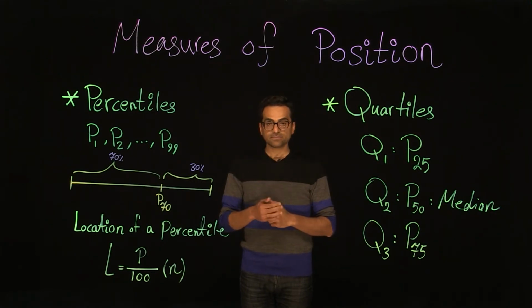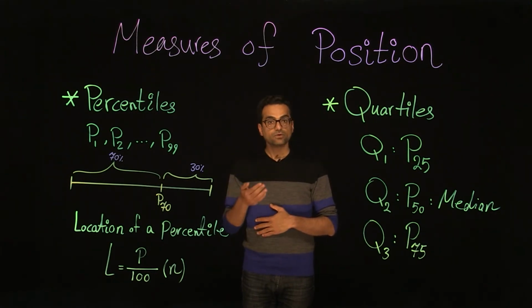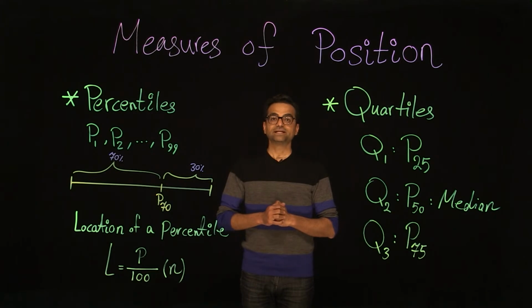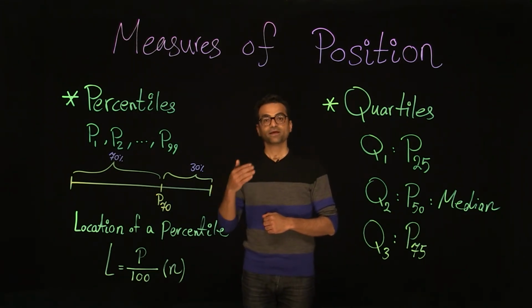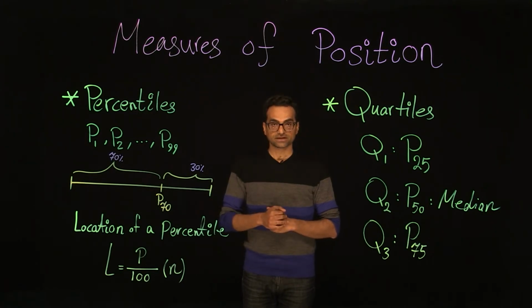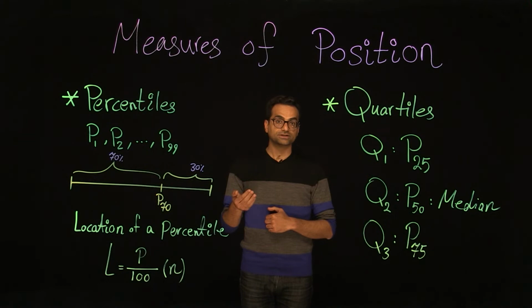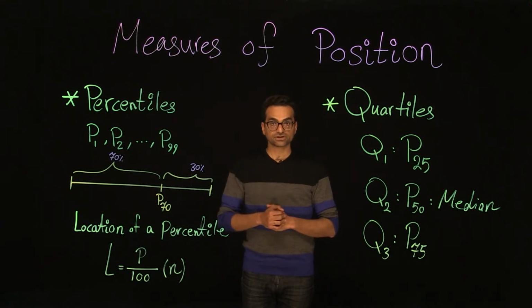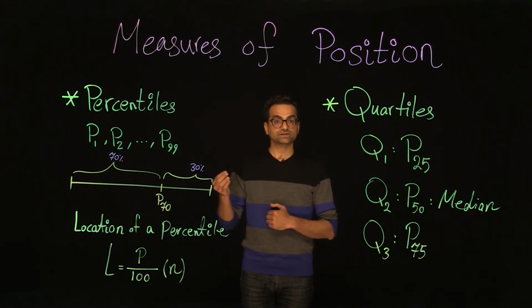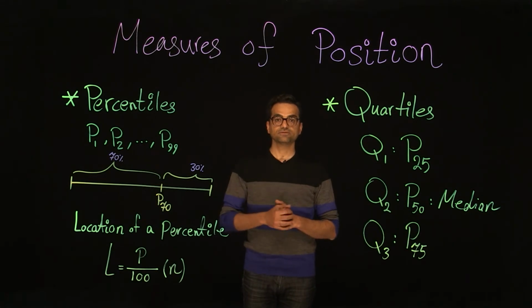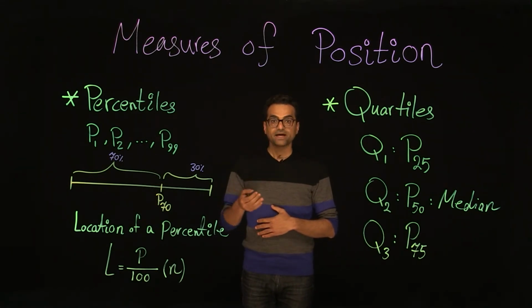If L ends up being a whole number, or an integer, we have to take the average of the data points located at the Lth spot and the one that immediately follows it, the L plus 1th spot. If L is a whole number on its own, we should take the average. On the other hand, if L is not a whole number, if it has decimal values, we round up and we take the data point located in that spot.